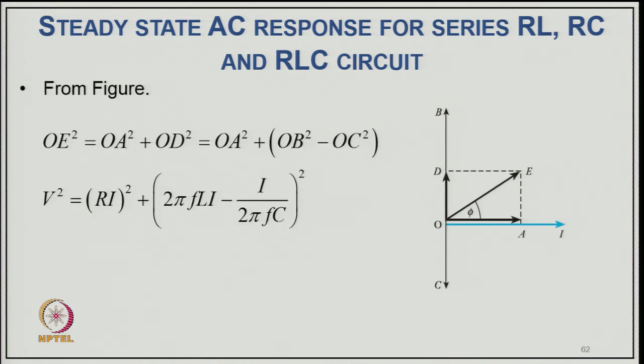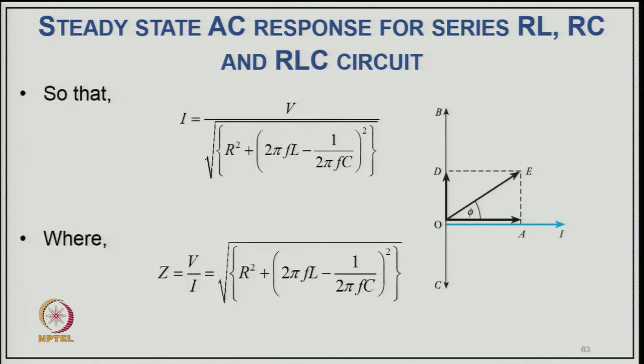And we can say from this figure OE square equals OA square plus OD square, that is OA square plus (OB minus OC) square, and that is equal to V square equals (R I) square plus (2 pi f L I minus I upon 2 pi f C) square. So we can say I equals V upon under root of R square plus (2 pi f L minus 1 upon 2 pi f C) square, where Z equals V upon I equals under root of R square plus (2 pi f L minus 1 upon 2 pi f C) square, and that represents the impedance.